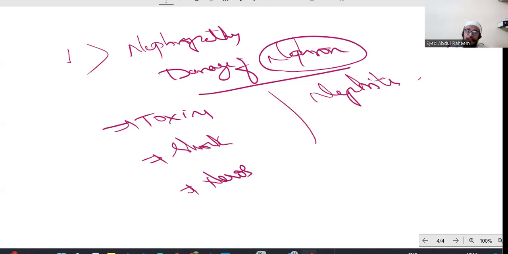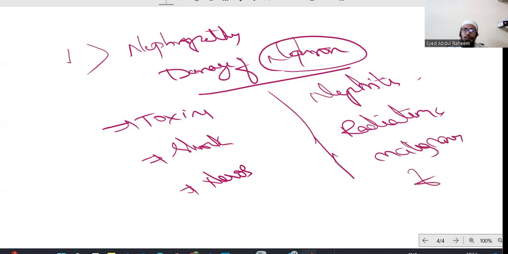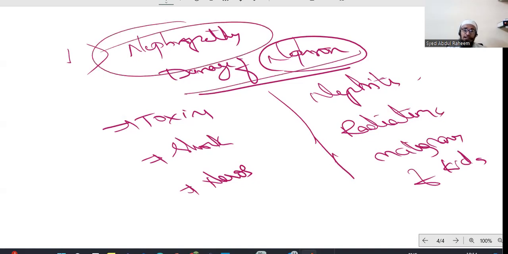Or sometimes radiation, and we have malignancy of the kidney. So most of the causes are these. Due to these, nephropathy occurs, damage of the kidney, and also diabetes, type 2 diabetes mellitus. So these are the direct involvement of nephrons.